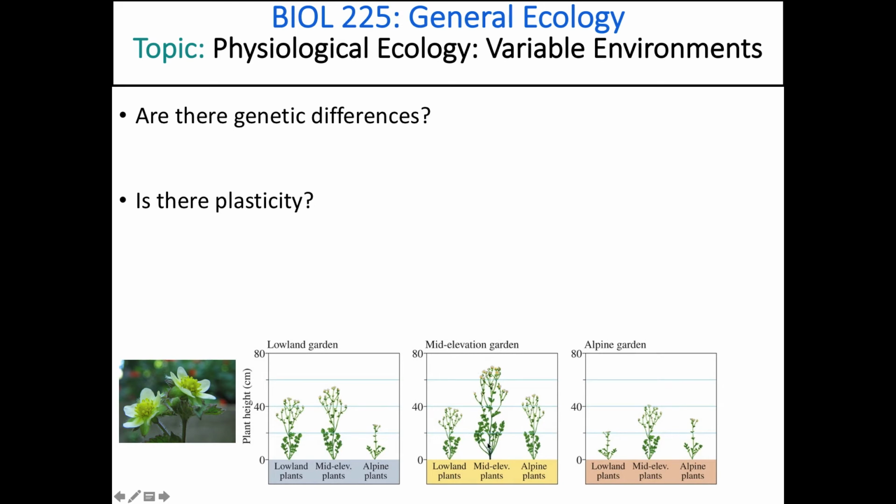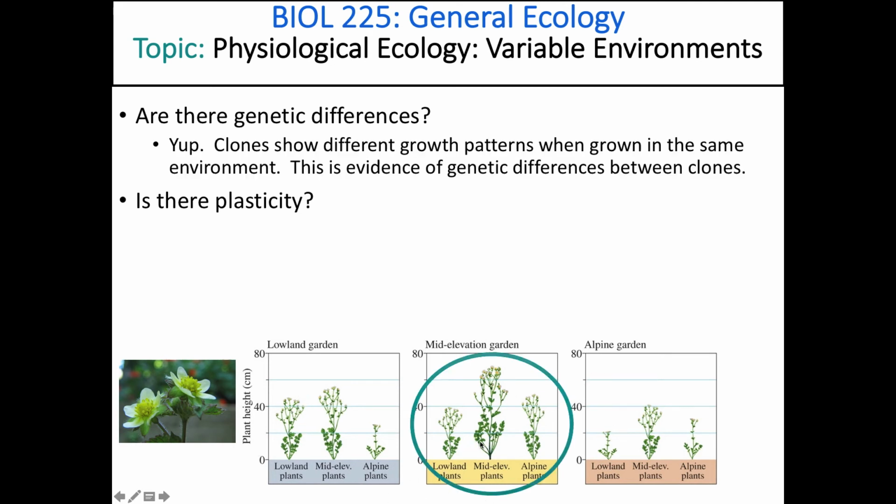We have the mid-elevation plants in the mid-elevation garden seem to be growing pretty tall, and the lowland and alpine plants are not as tall. The lowland is the shortest, and the alpine is somewhere in the middle. And we see this in all the different habitats. And so that suggests that there actually are genetic differences. The clones are showing different growth patterns when grown in the same environment. So that's evidence of genetic differences.